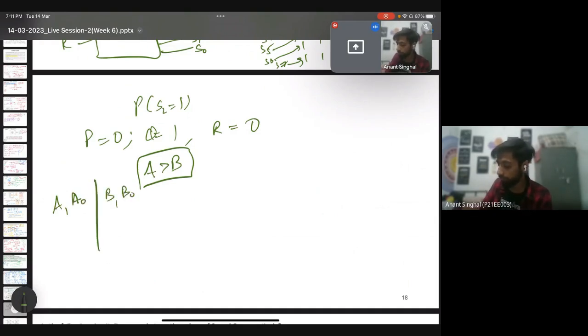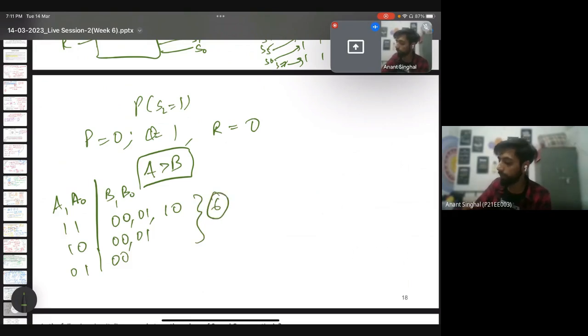If we check the cases when A is greater than 0, so for 1, 1, there will be three cases: 0, 0, 0, 1, and then 1, 0. For 1, 0, there will be two cases, and then for 0, 1, there will be 0, 0. So there will be a total of six cases out of how many cases? The total combinations we just calculated, which is 2 to the power 2n. So this is nothing but 16 combinations.